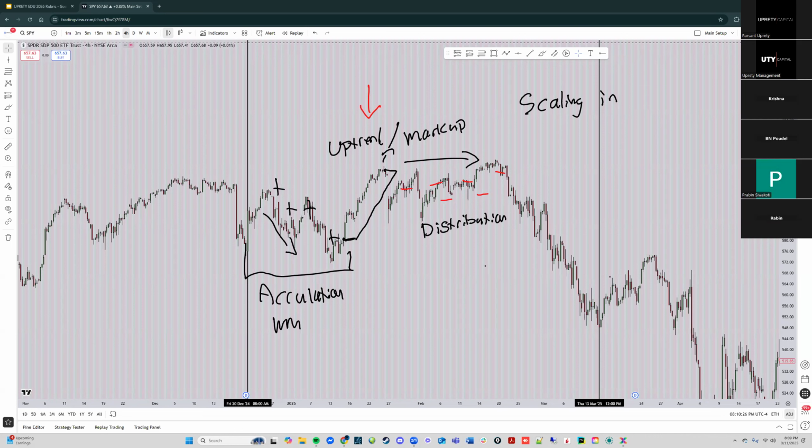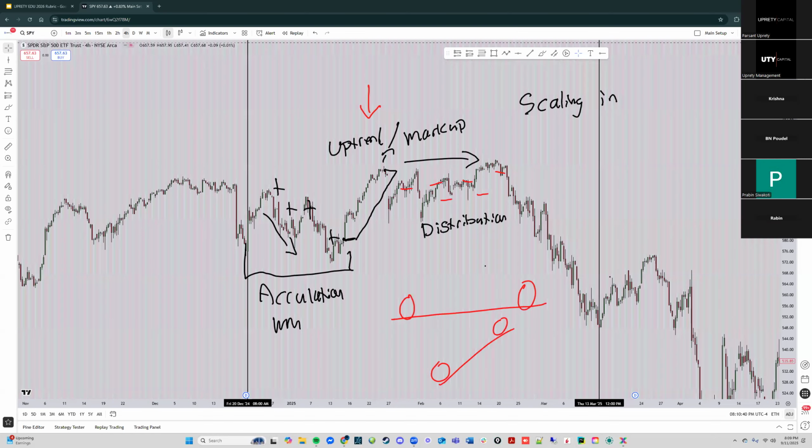It's almost like we have this weight right here, a weight in the middle. If one person is bigger, then what's going to happen to the weight? It's going to fall to one side. Same thing here. They're slowly getting out so that nobody knows. By the time everybody gets out, we end up coming right back down. This phase at the end is either going to be a downtrend or a markdown.